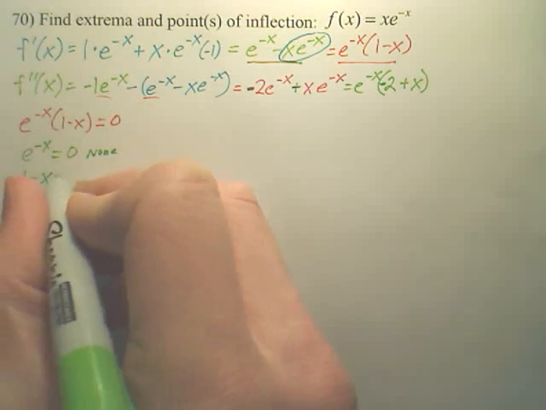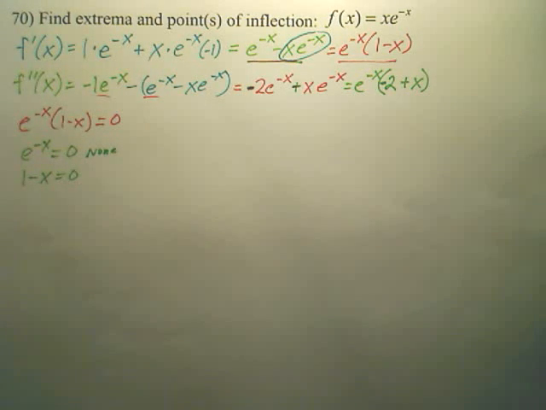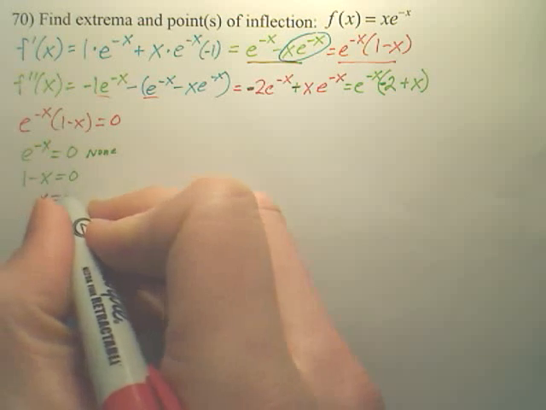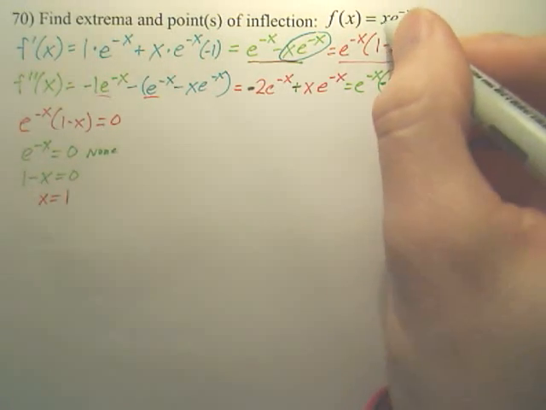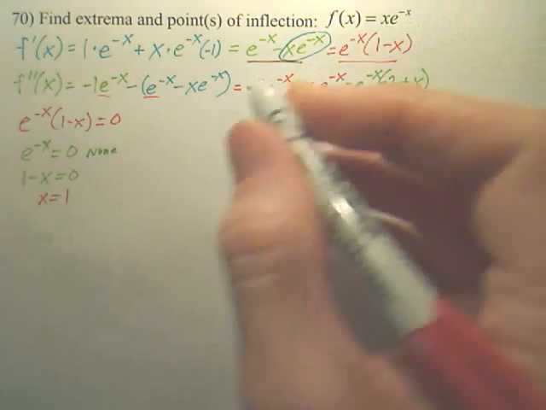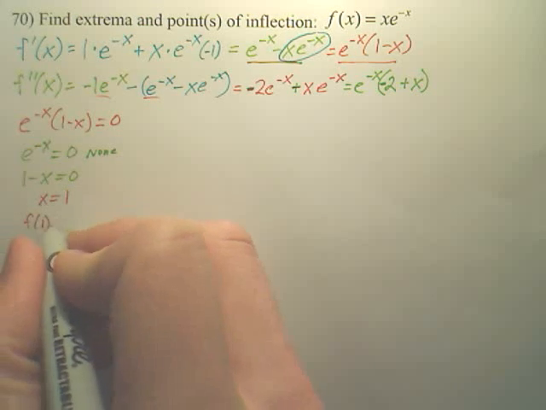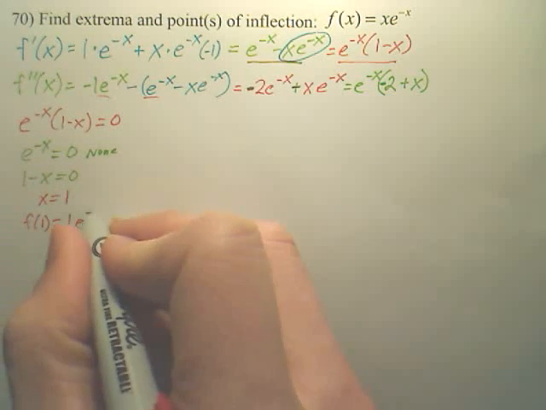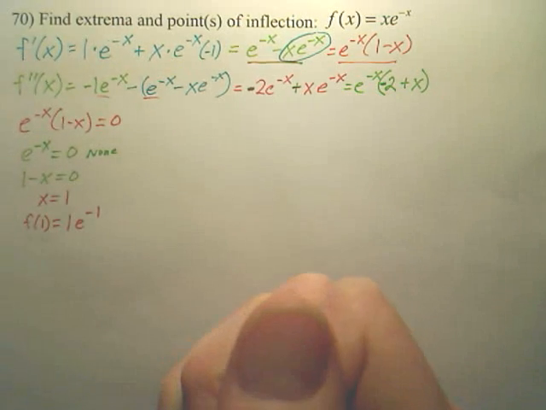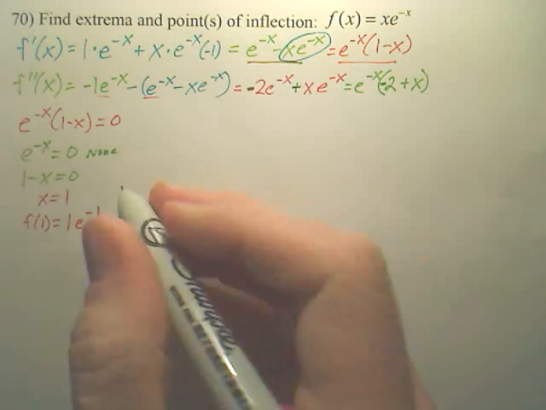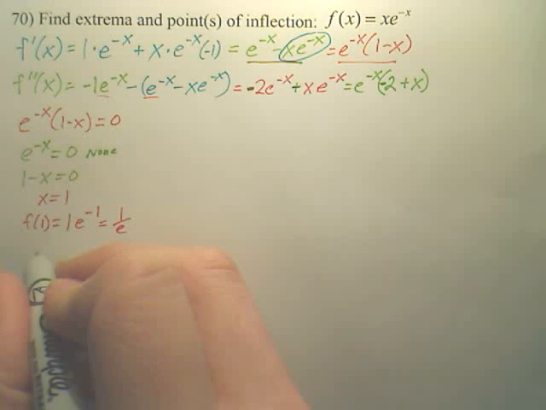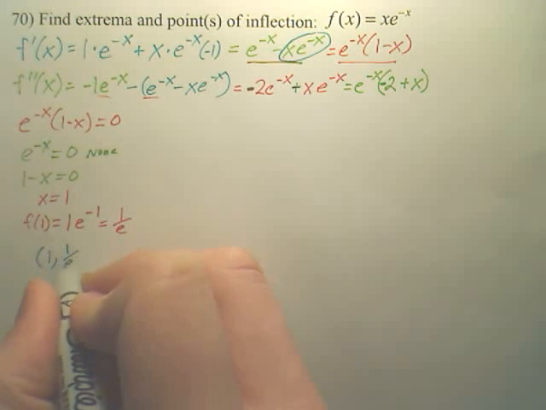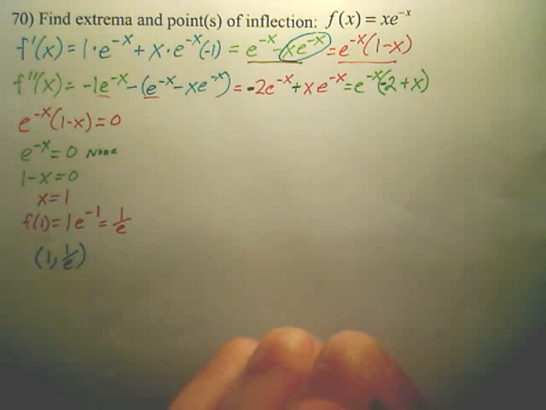But when you have 1 minus x equals 0, what does that give us? You subtract it over, divide by negative 1, and that would be a positive 1. Now, can we plug 1 in here? Does it exist? Yeah. What is f of 1? Won't that be 1 times e to the negative 1, which is 1 over e? Now, that coordinate would be 1 comma 1 over e. Is that a max or min?